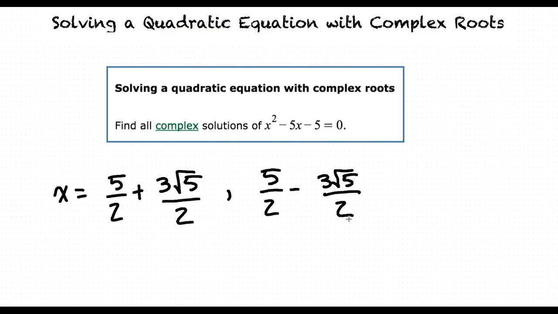So our solutions are x is equal to 5 over 2 plus 3 times the square root of 5 over 2, and 5 over 2 minus 3 times the square root of 5 over 2.